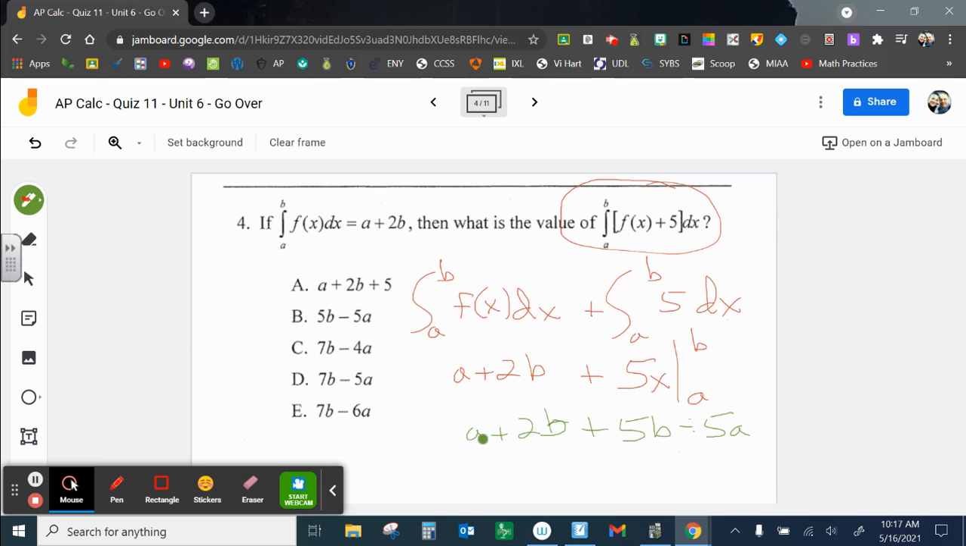And 2b plus 5b is 7b. a minus 5b is minus 4a. And looks like choice C. Let me just check the answer.